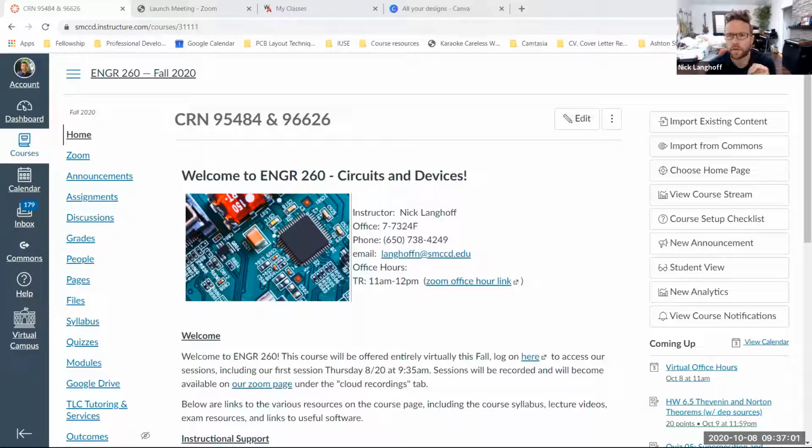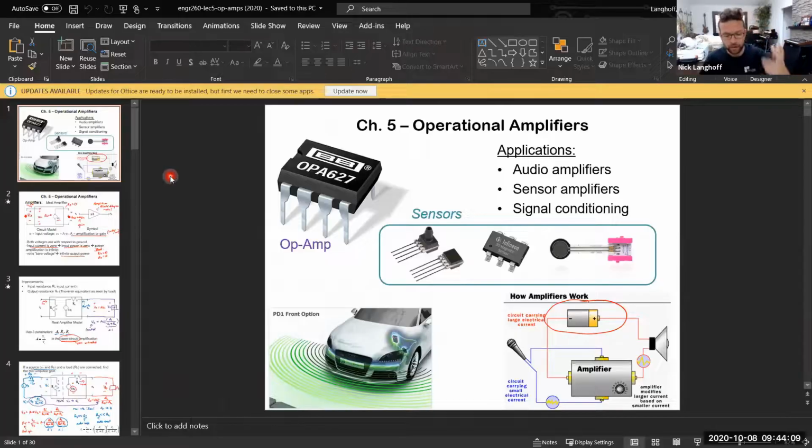Welcome to another session in Engineering 260, Circuits and Devices. Last time we left off, we talked about op-amps, or operational amplifiers, or op-amps for short, which are ubiquitous in electronics design. They're super useful. You can do all kinds of cool applications in audio and sensors and robotics, and they're used all over the place.